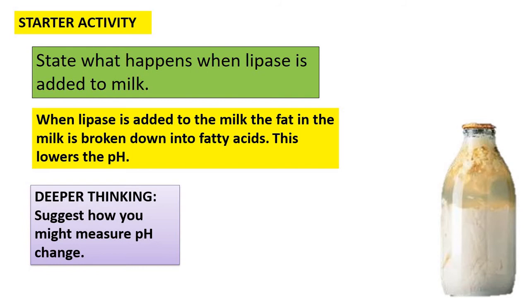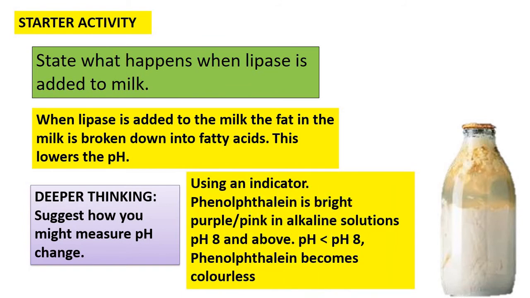Now, of course, what we mean by lower the pH is that it makes it more acidic. So from more alkaline to more acidic solution. Suggest how you might measure pH change. Well, there's various indicators that we could use.